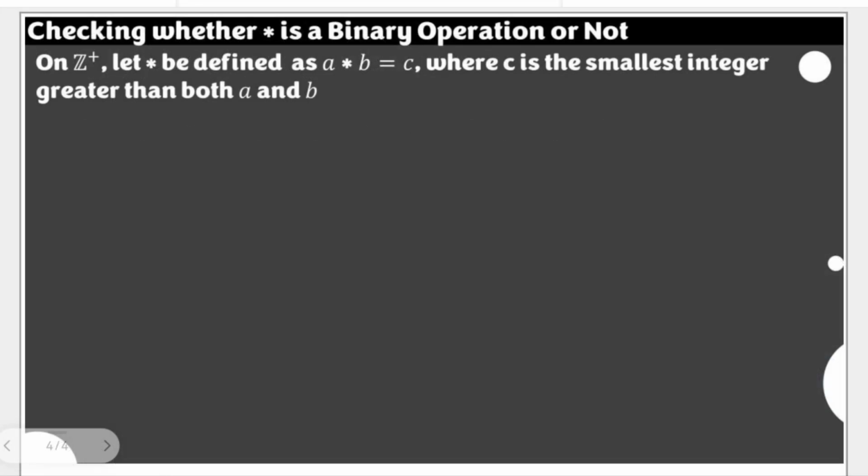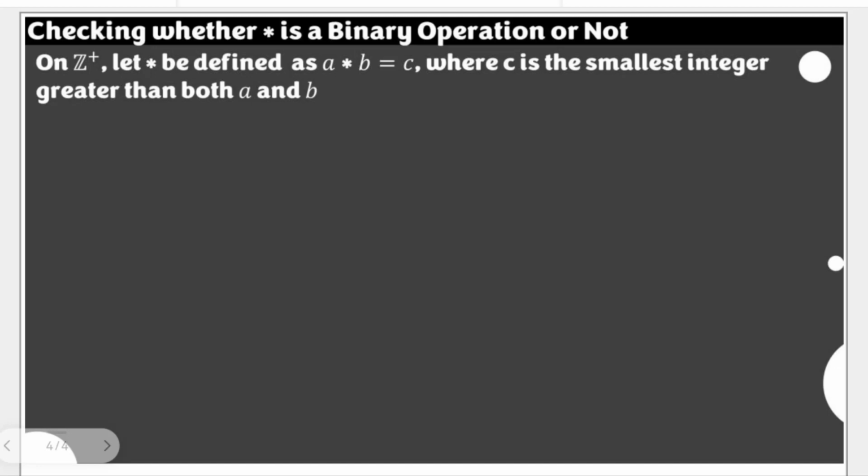Here we have, on Z plus, or the set of positive integers, let star be defined as a star b equals c, where c is the smallest integer greater than both a and b. We are going to determine whether this operation star is a binary operation or not.